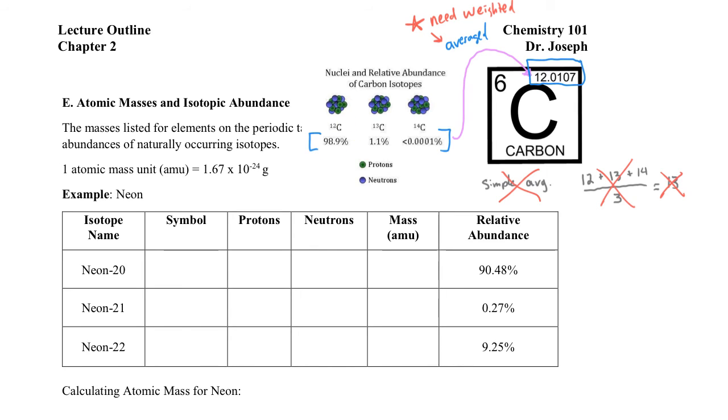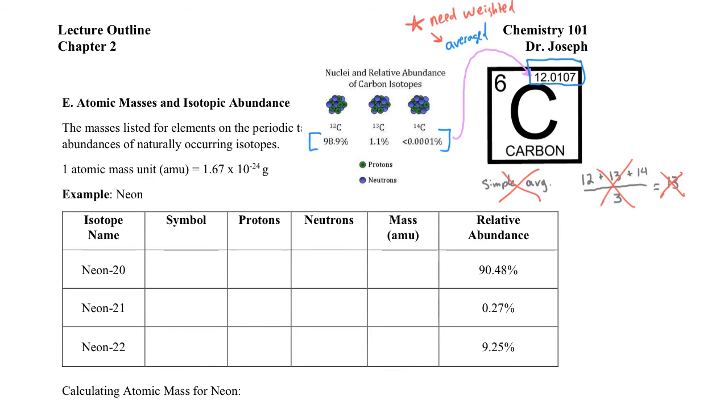So let's see how this works using neon as an example. Neon has 3 isotopes, neon 20, neon 21, and neon 22. First, we need to find out what the relative abundances are of these individual isotopes. Someone would have to do an experiment to measure that, and you would have to be provided with that data, of course, to know what it is. For example, neon 20's natural abundance is 90.48%, compared with the other 2 isotopes, which are 0.27% and 9.25%. To start, let's write out the symbols and the number of protons, the number of neutrons, and the mass of each of these isotopes.